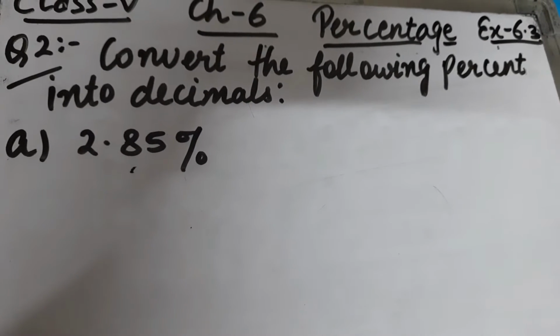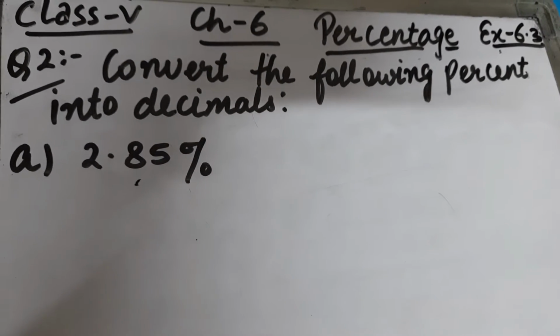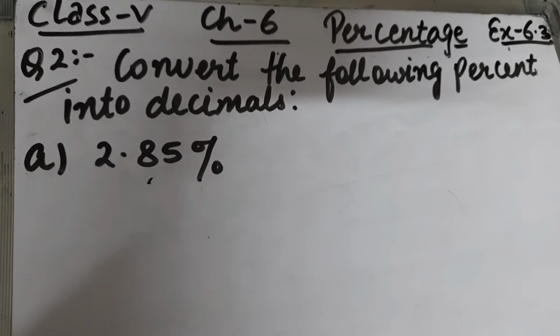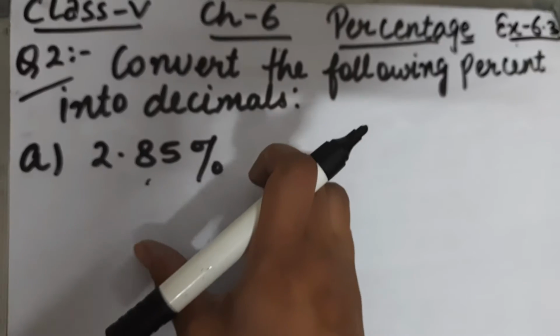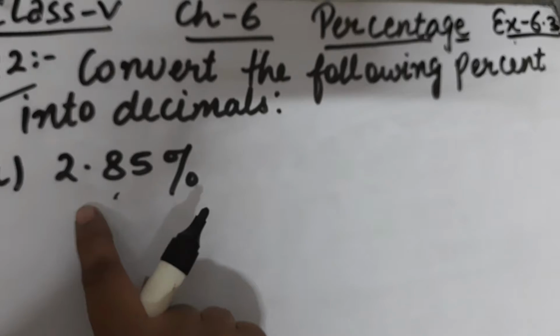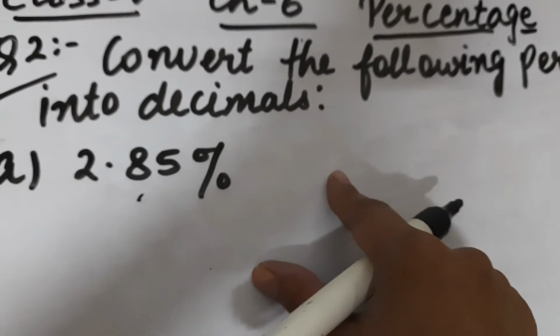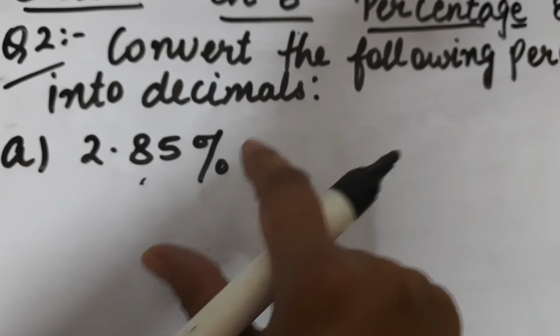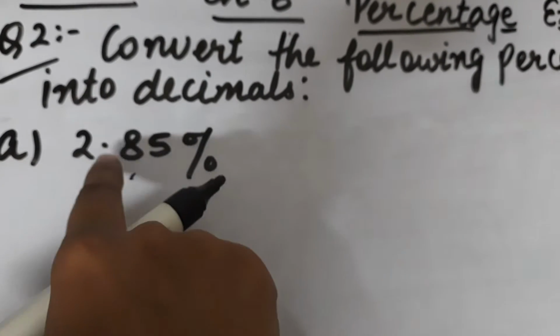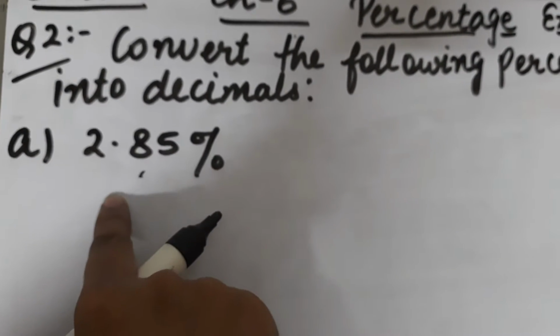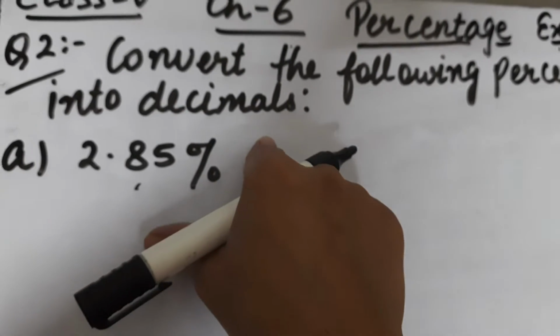Let's start question number two of exercise 6.3. The question is: convert the following percents into decimals. So what we will do, see here is 2.85%. We have to remove the percent sign and convert into decimal. This is already in decimal, so don't get confused. We have to remove the percent sign also.